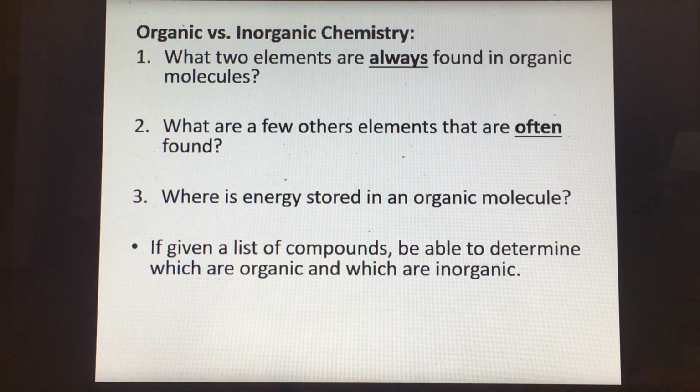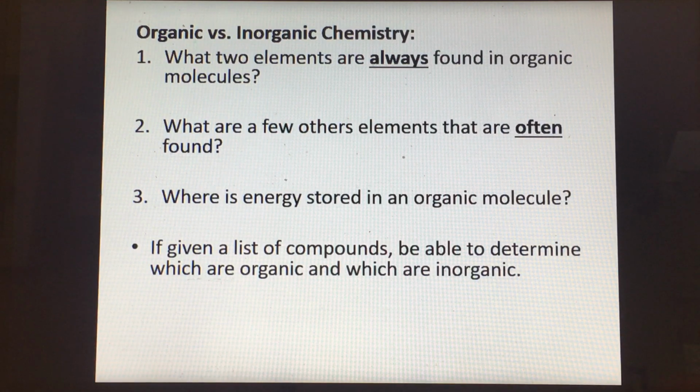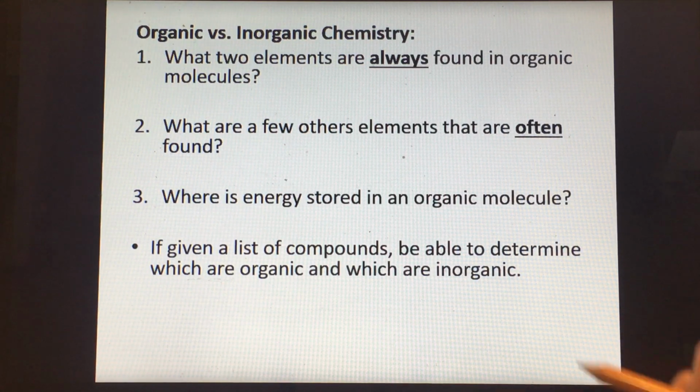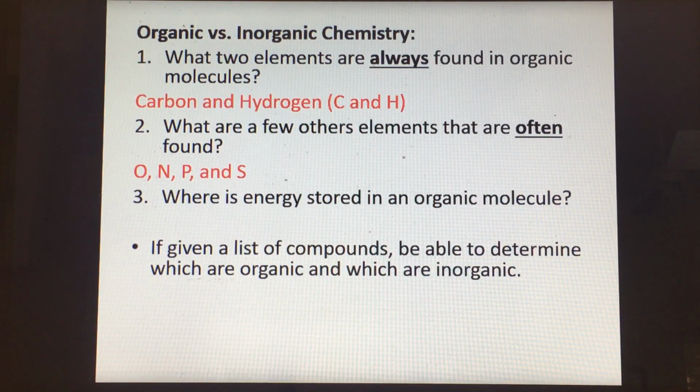So what is an organic versus an inorganic compound? There are two elements that are always found in any organic molecule. Can you come up with them in your head before I give this? Carbon and hydrogen. If it doesn't have both carbon and hydrogen in it, it cannot be organic. So what are a few other elements that are often found? You're often going to find oxygen, nitrogen, phosphorus, and sulfur. But there must be carbon and hydrogen.